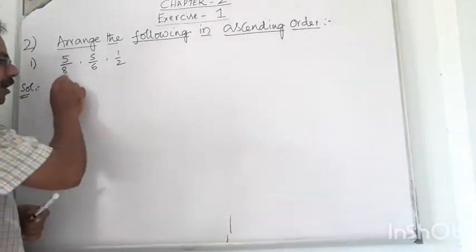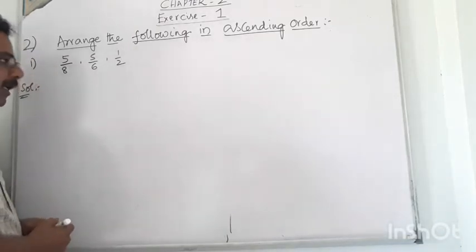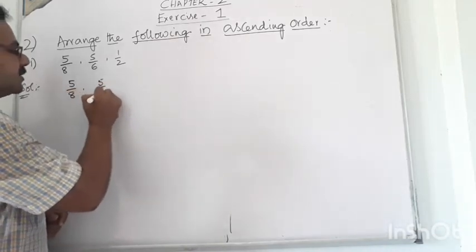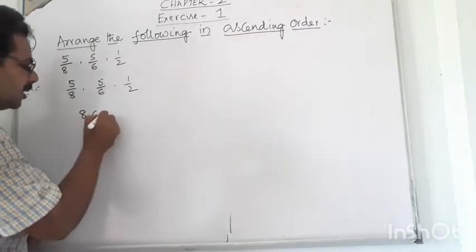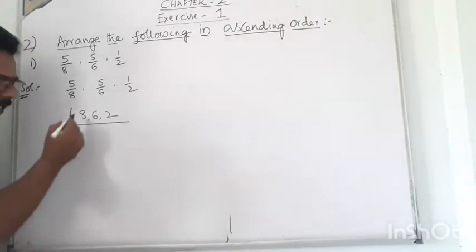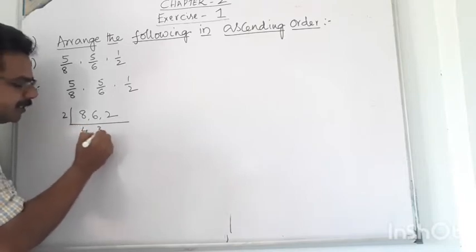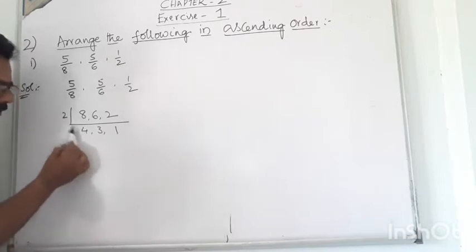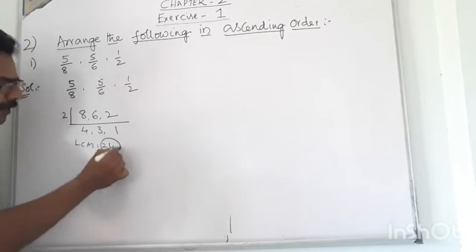Okay. So for all these 8, 6, 2, we have to take a common denominator. The given fractions are 5 by 8, 5 by 6 and 1 by 2. What are the denominators here? 8, 6, 2. For these 3 denominators, we have to find the LCM. In the LCM, in the 2 table, all the numbers will be divided. 2 fours are 8, 2 threes are 6, 2 ones are 2. So 1, 3, 3; 3 fours are 12; 12 twos are 24. LCM is equal to 24, we got.